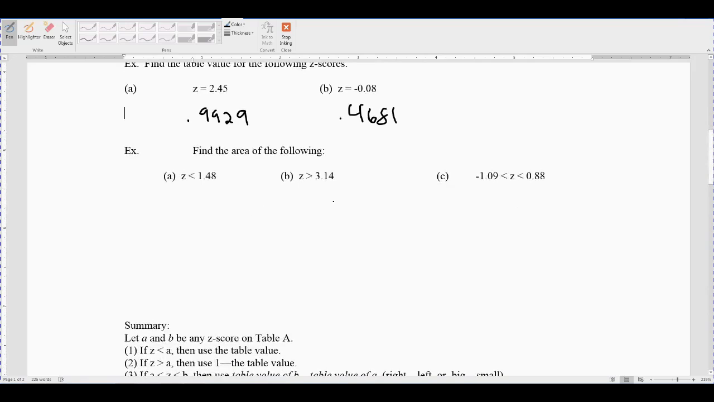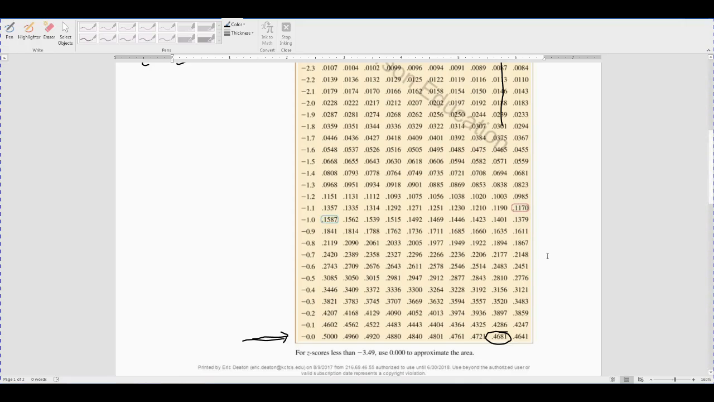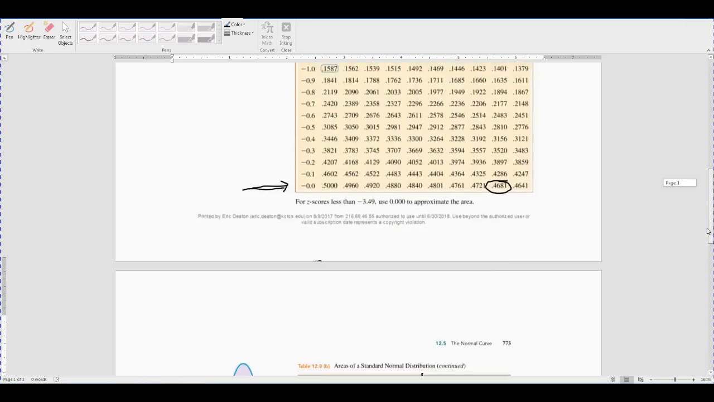Now we've got these 3 examples, and there's more information involved. So here's what we're going to do. I'm going to draw a picture of each one of these. Now 0 is in the middle. The z-score of 0 is in the middle. 1.48 would be over here somewhere. So what we're going to do is find the table value. I'm going to call that TV.